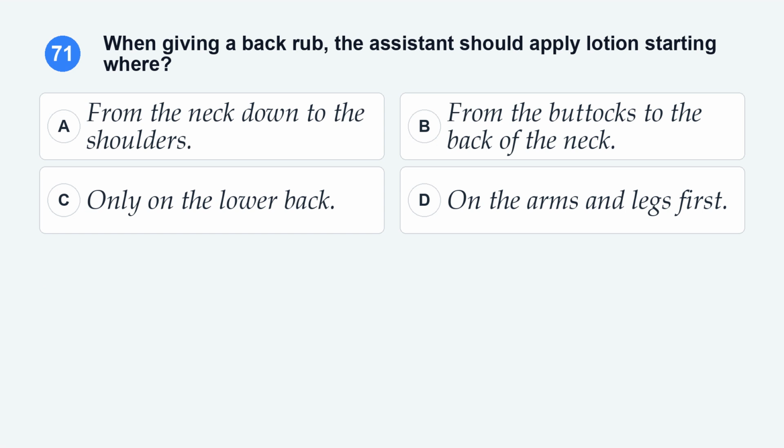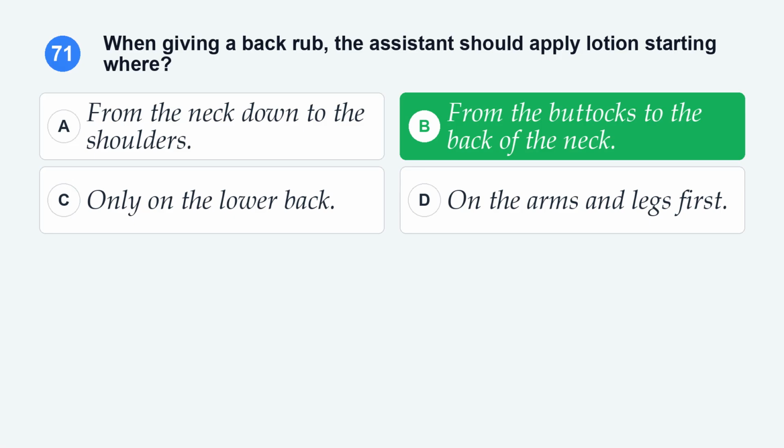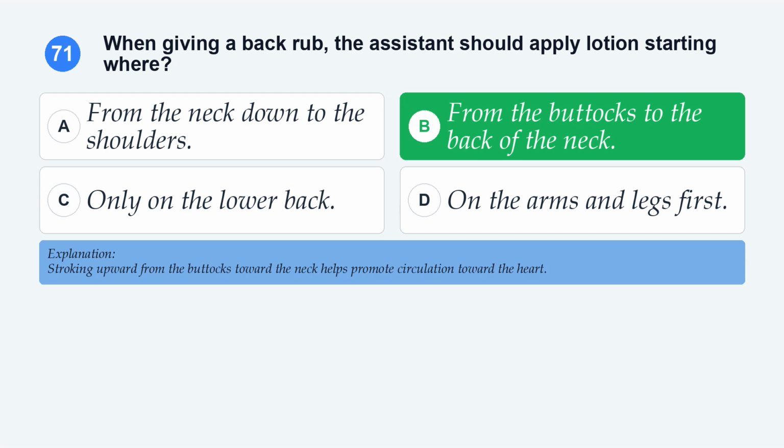Option A. From the neck down to the shoulders. Option B. From the buttocks to the back of the neck. Option C. Only on the lower back. Option D. On the arms and legs first. The correct answer is option B. From the buttocks to the back of the neck. Explanation. Stroking upward from the buttocks toward the neck helps promote circulation toward the heart.